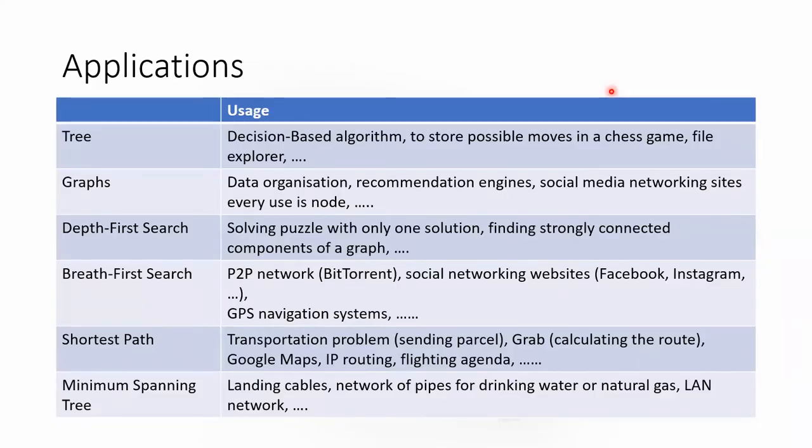So lastly, you have learned about all these things: tree, graph, depth-first search, shortest path, and minimum spanning tree. So what are they used for in real world applications? For tree, decision-based algorithms, and storing possible moves in a chess game.